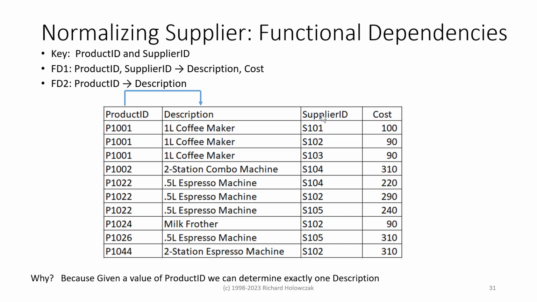I think that's it. Given cost, we can't really determine anything. Given description, we can't really determine anything. And we already talked about supplier ID by itself. We can't really determine anything. If you tell me S104, I can't tell you exactly one of anything, really. Okay, so that's it. It's a fairly simple problem then. We have the key and the two functional dependencies.